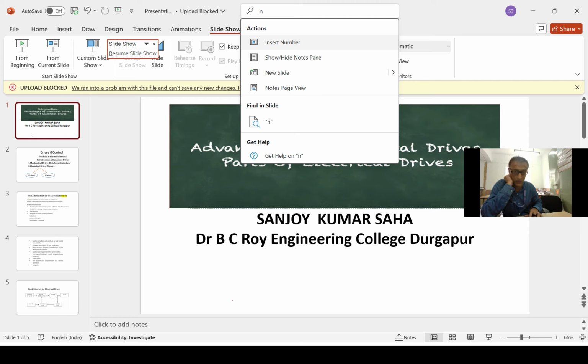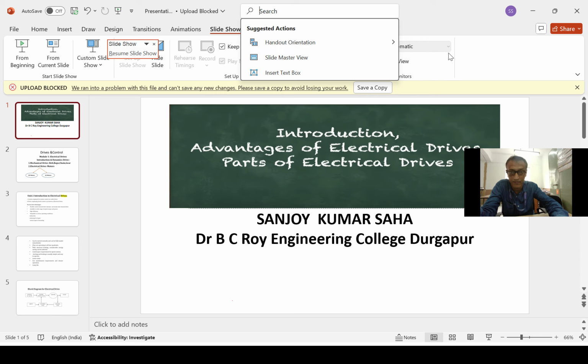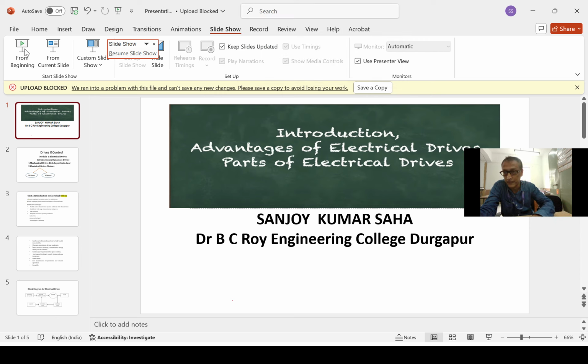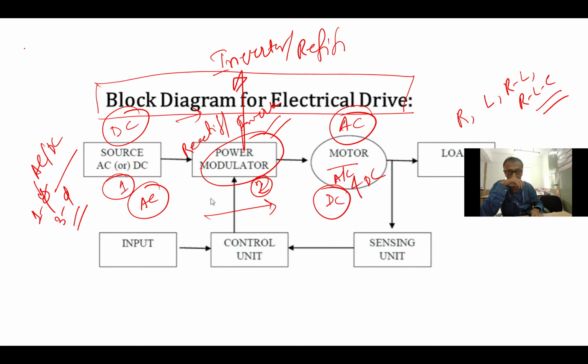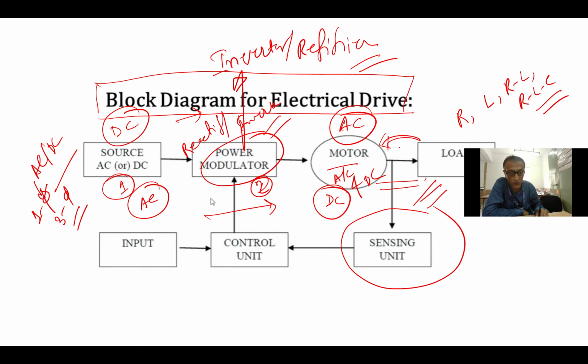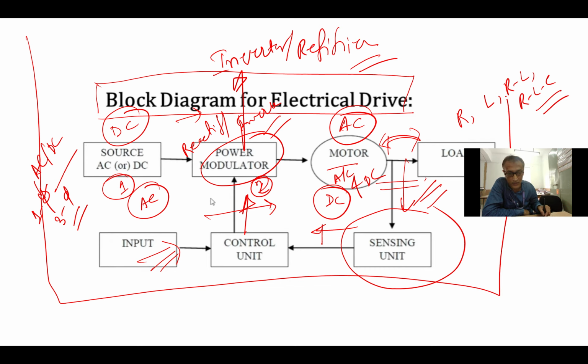Next is your load, which I already discussed. Next is your sensing device. Sensing means here which parameter is mismatched with the load and motor, so you have to sense this parameter. Then it is fed to the control unit, and this control unit feeds the modulator. And this is for the input section. So this is the total block diagram of the electrical drive system.